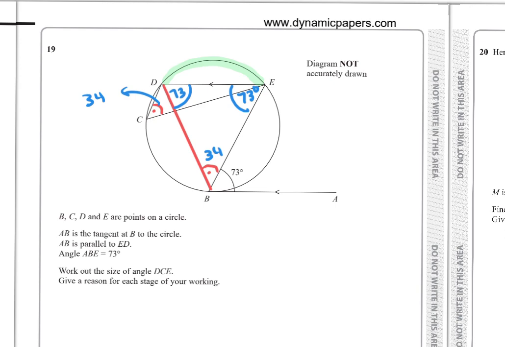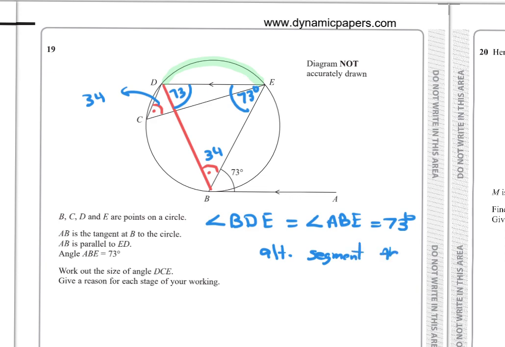So first, after we join BD, we can say that angle BDE equals angle ABE equals 73. This angle equals that one, so alternate segment theorem. Next, angle ABE equals angle BED equals 73, because alternate angles.